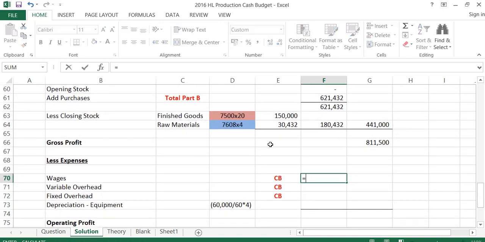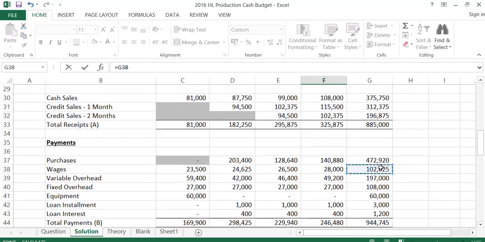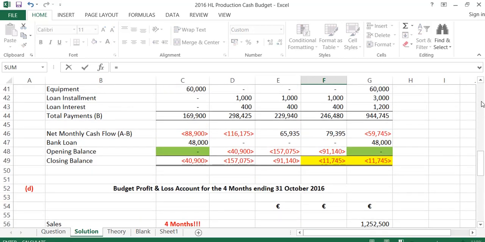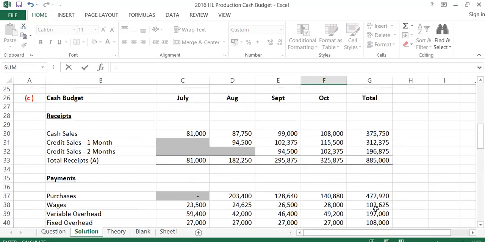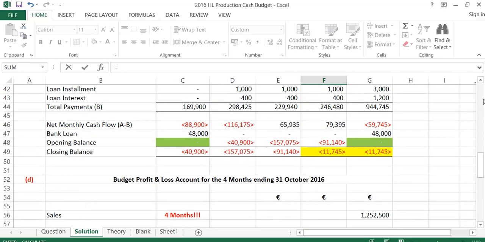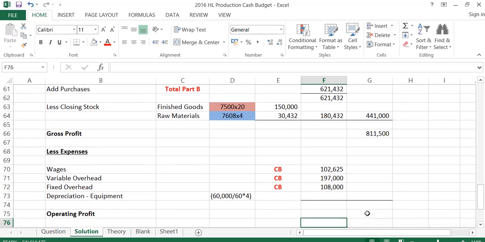So my wages are coming from the cash budget because the wages were payable as incurred, so they're 102,625. The variable overhead again is coming from the cash budget, which is 197,000, and fixed overhead again is coming from the cash budget, which is 108,000, because they're all payable as incurred.